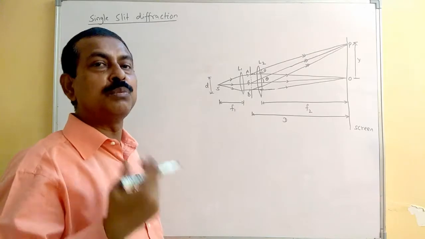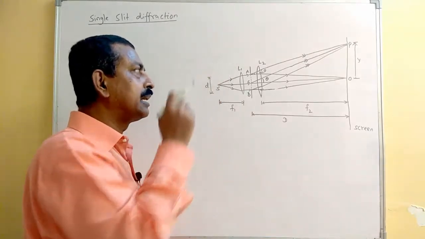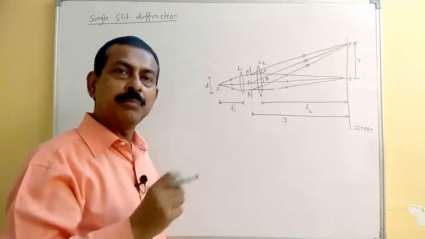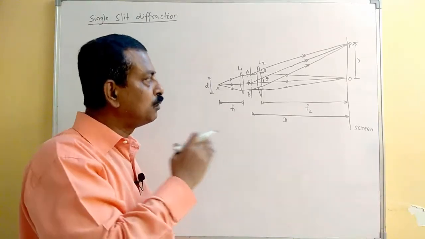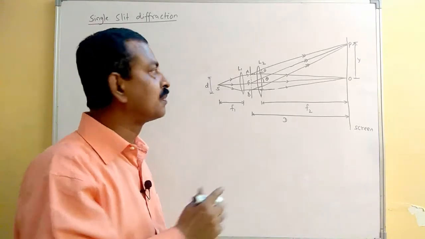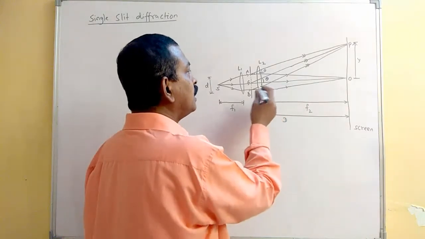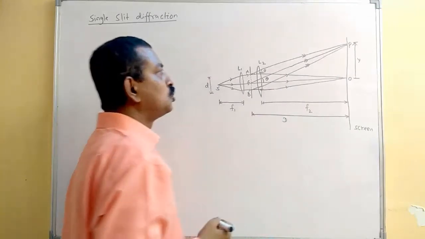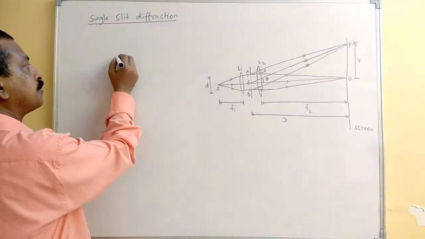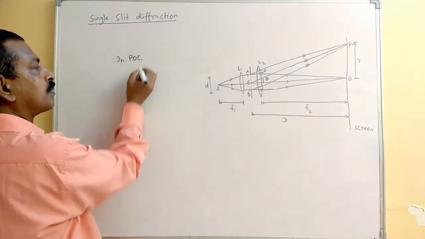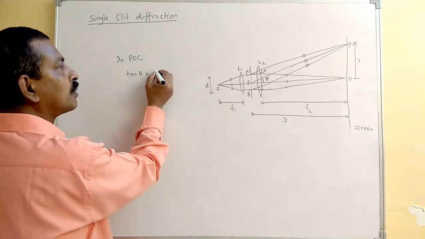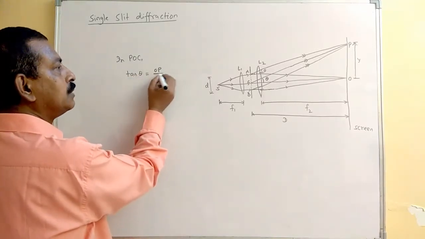We'll see what the condition will be so that they meet there, and whether they will form maxima or minima. Here, you can see, if I take this particular triangle, that is POC, we have tan theta equals OP by OC.